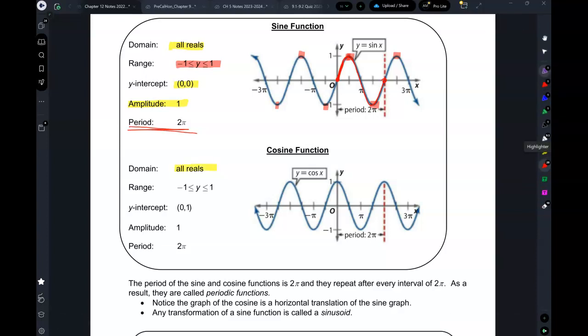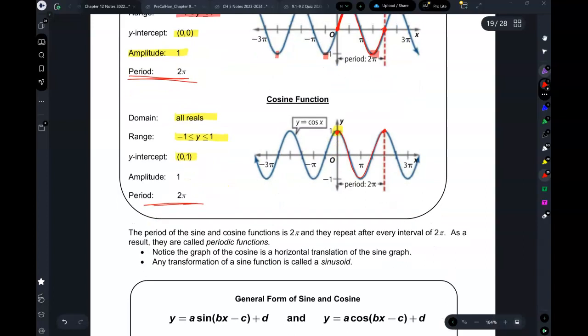The domain is all reals again. The range is again from -1 to 1. Here is the important part. The y-intercept for the cosine is 0, 1. So here's the main difference that you have to remember. When x is 0, sine starts on the axis, cosine starts away from the axis. All right? The amplitude is still 1, and one cycle starts at 0, completes at 2 pi, so the period is also 2 pi for the cosine.